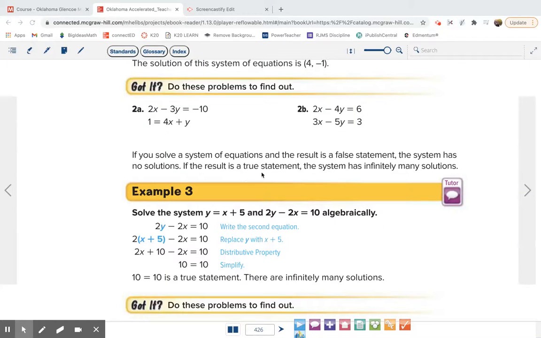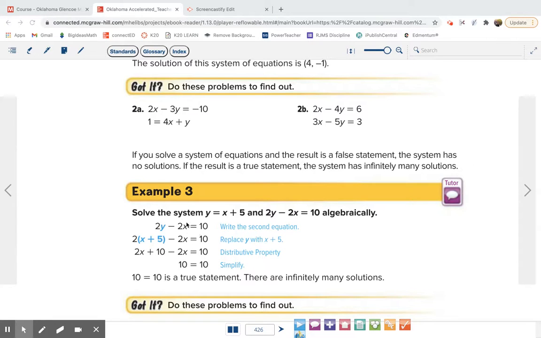Okay, so now this says if you're solving your system of equations, which is what we're doing, and you get a false statement, then that means the answer is no solution. If it comes out to a true statement, it has infinitely many solutions. So we're going to talk about what that means.